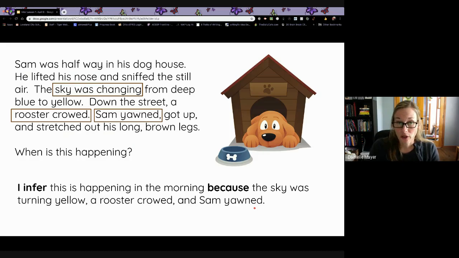Now it's your turn. In your Seesaw activity, there is a paragraph. You're going to record yourself reading it out loud. Use your highlighting tool to highlight the evidence you can find in the story to support an inference that you're going to write. Remember to please start your inference with I infer.